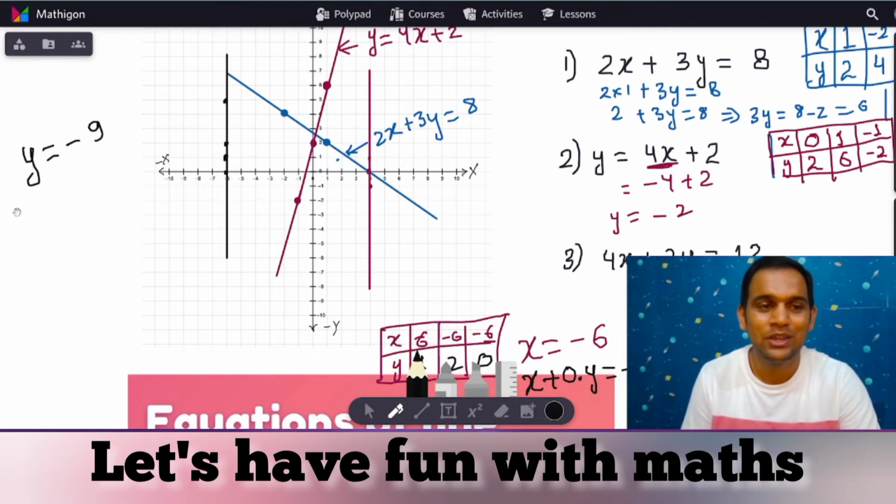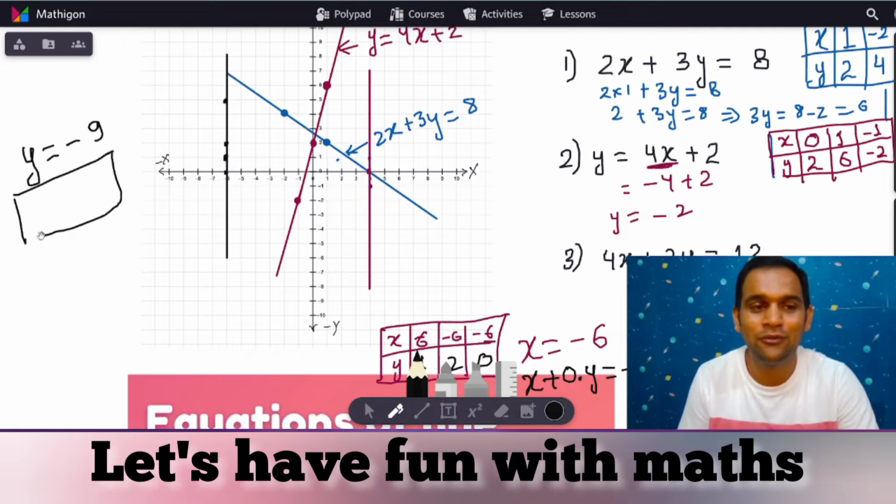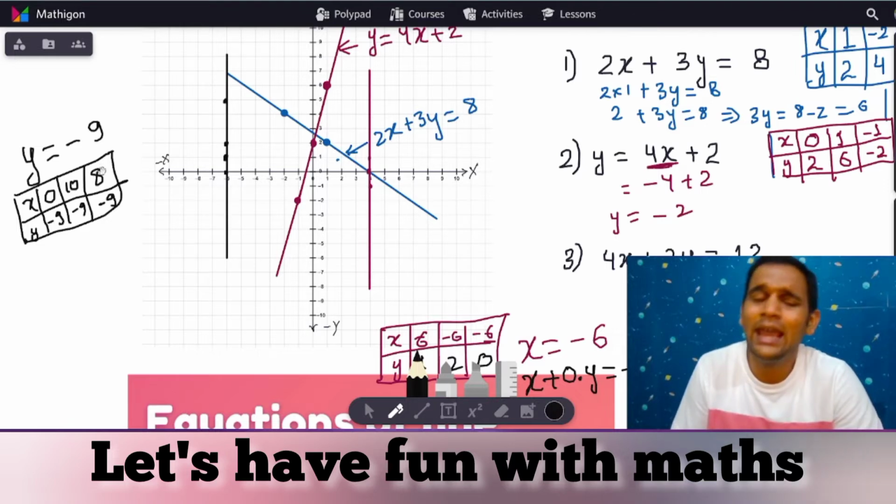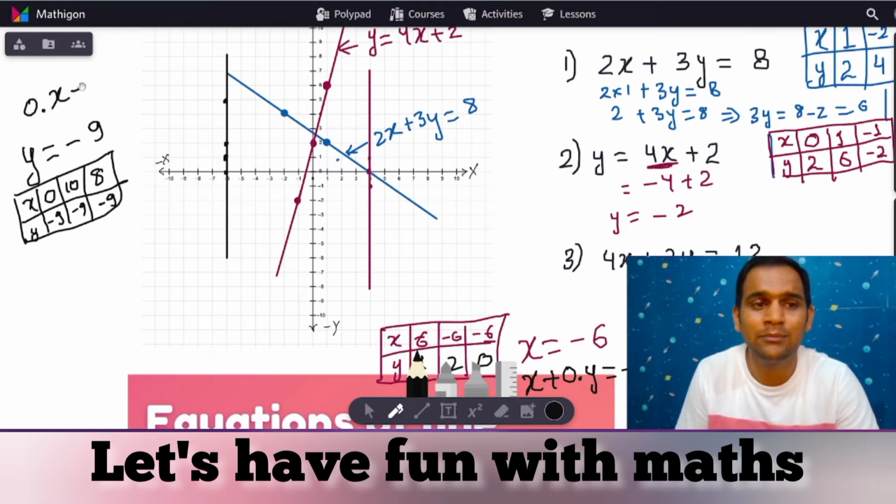The value of y is the same, right? So once again, plot the table x, y. The value of y is always minus 9. It is not going to change because that's what the equation says. This can be 0, this could be 10, this could be 8. Any number it can be, because again, what will be the standard form? 0 multiplied by x plus y equals minus 9.